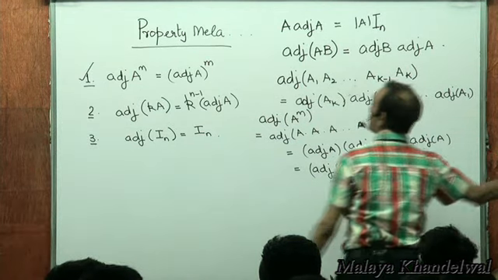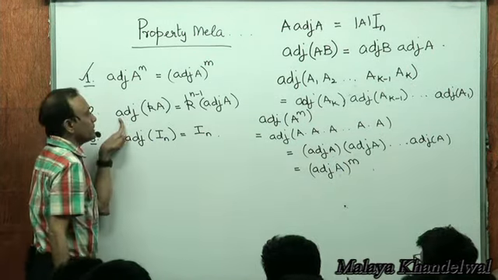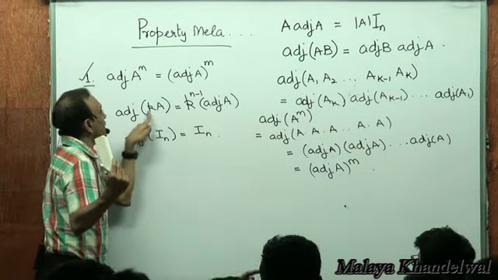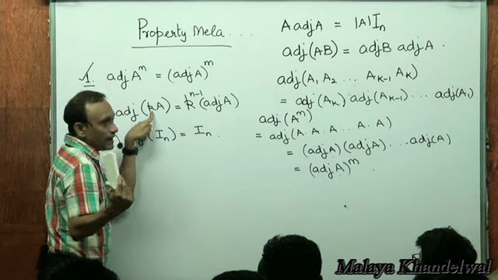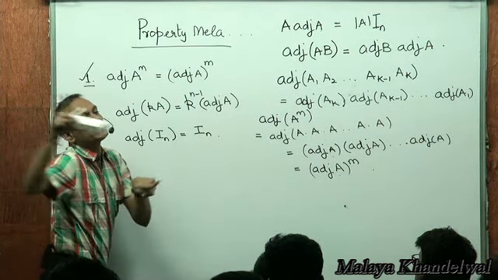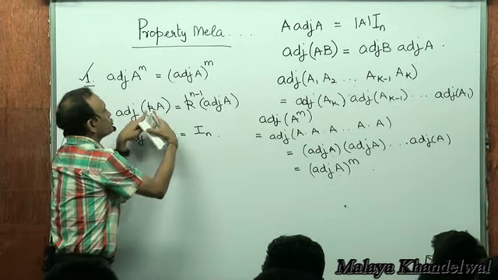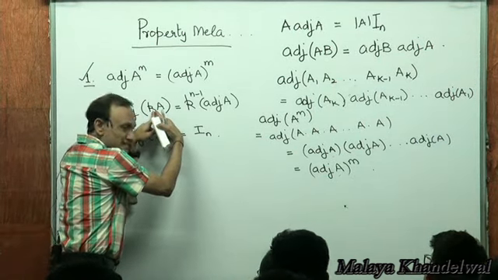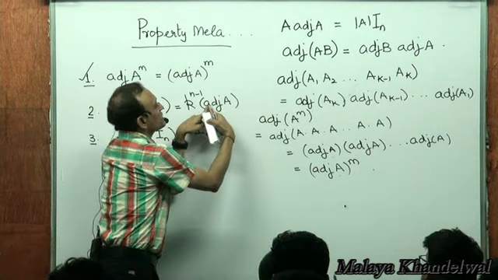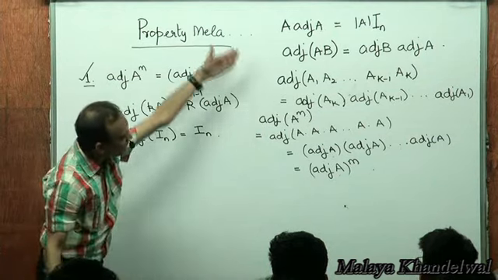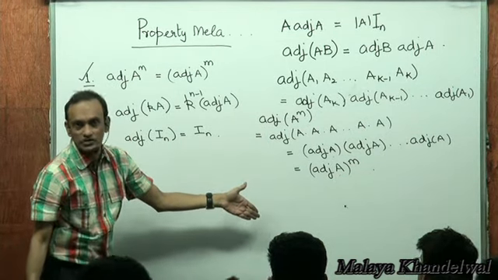Now, let me look at the next property. K is a scalar, a number. K times A: when I multiply A with K, all entries of A get multiplied with K. This is what happens, right? I want to show that the adjoint of K times a matrix, where K is a scalar, is K to power N minus 1 into adjoint A. That's the next property we'll establish. Have you been able to make a note of this? Shall we proceed?